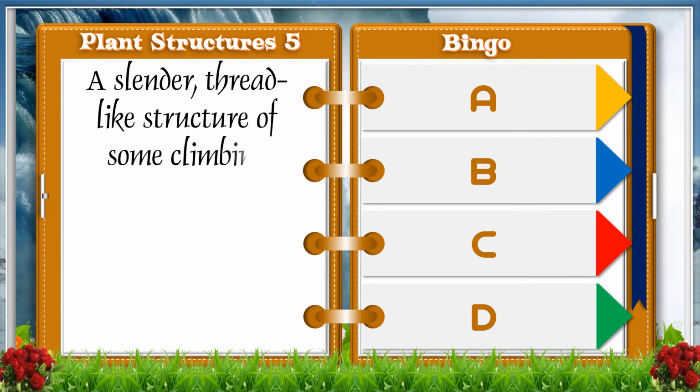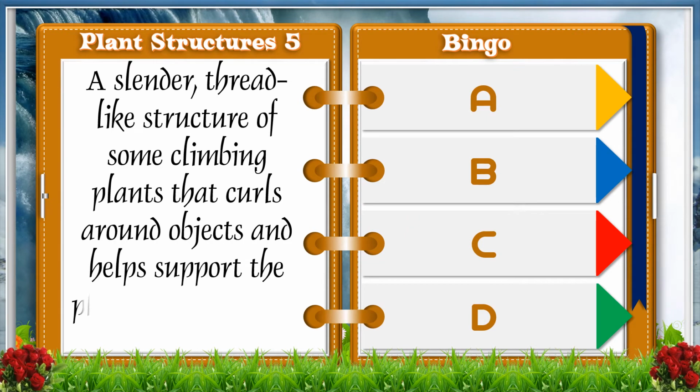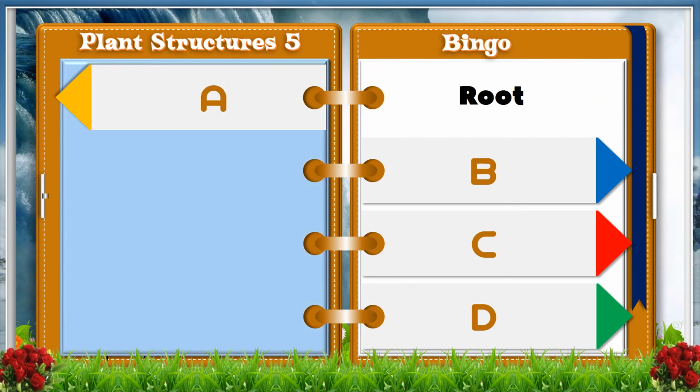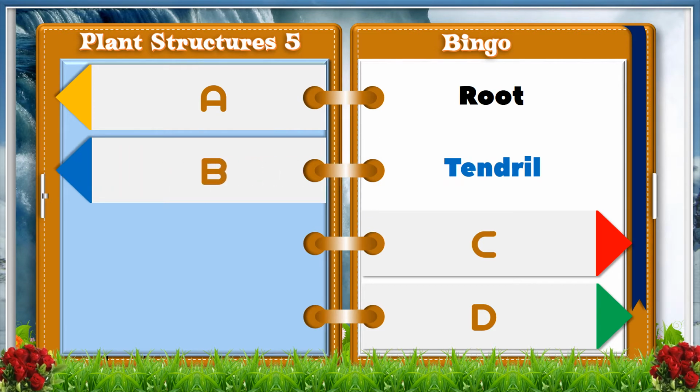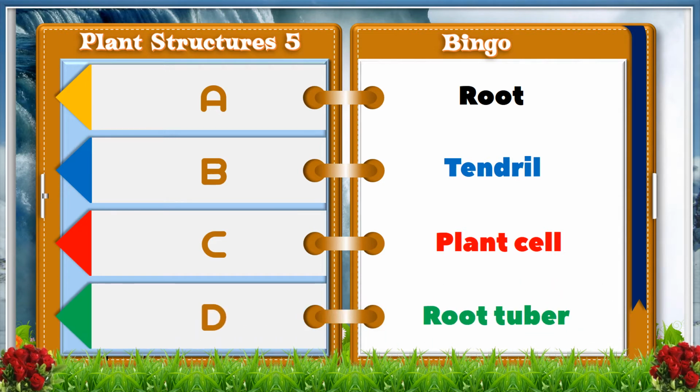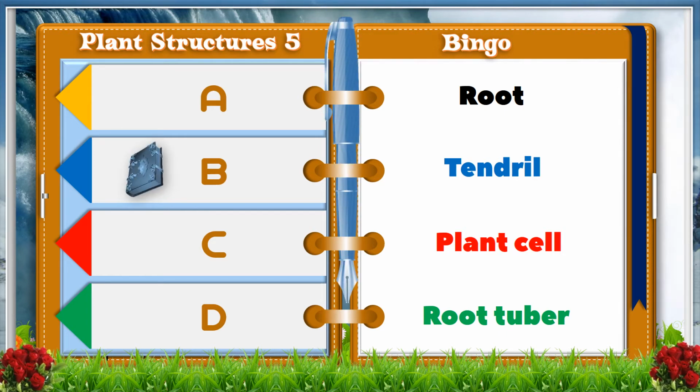A slender thread-like structure of some climbing plants that curls around objects and helps support the plant. For example, peas, sweet peas, etc. A. Root. B. Tendril. C. Plant cell. D. Root tuber. And the answer is B. Tendril.